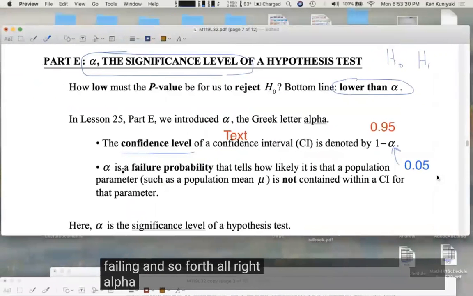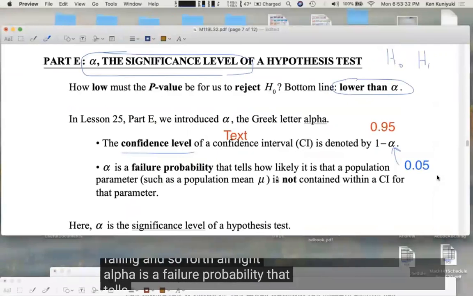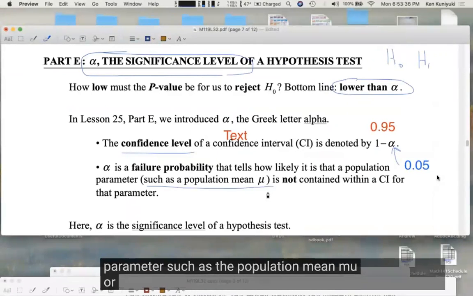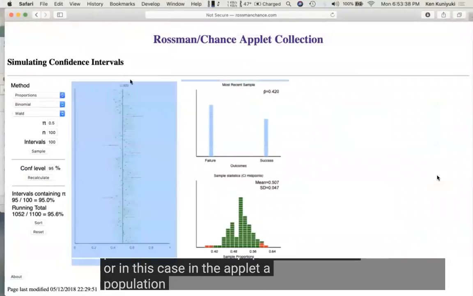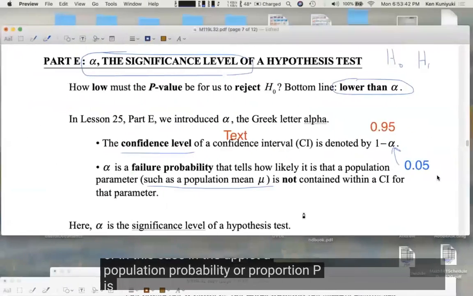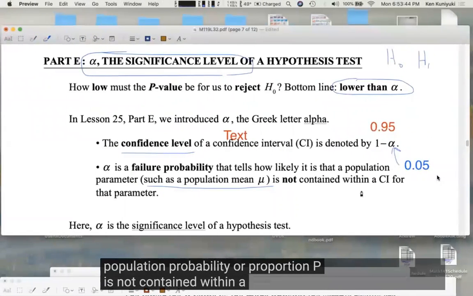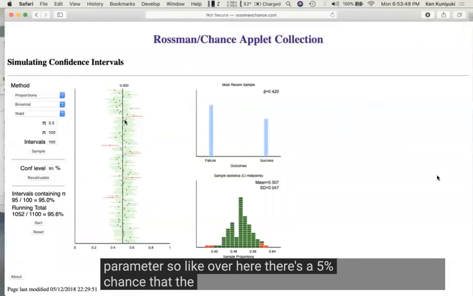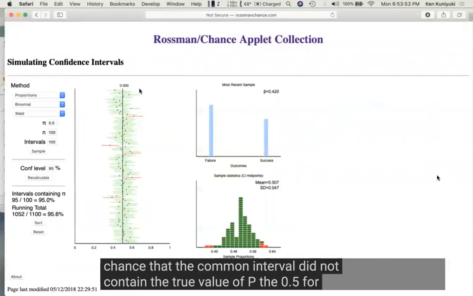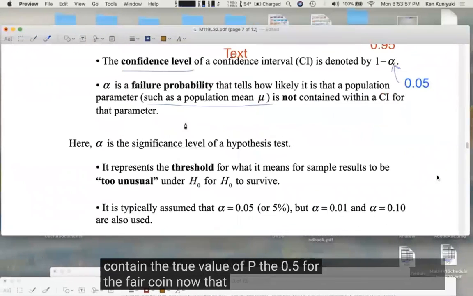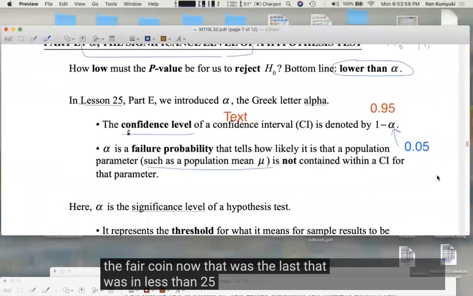All right. Alpha is a failure probability that tells how likely it is that a population parameter, such as a population mean mu, or in this case, in the applet, a population probability or proportion, P, is not contained within a CI for that parameter. So over here, there's a 5% chance that the confidence interval did not contain the true value of P, the 0.5 for the fair coin. Now that was in lesson 25.